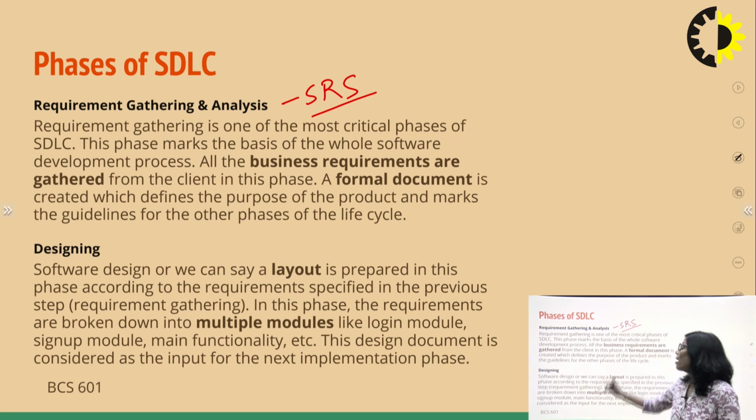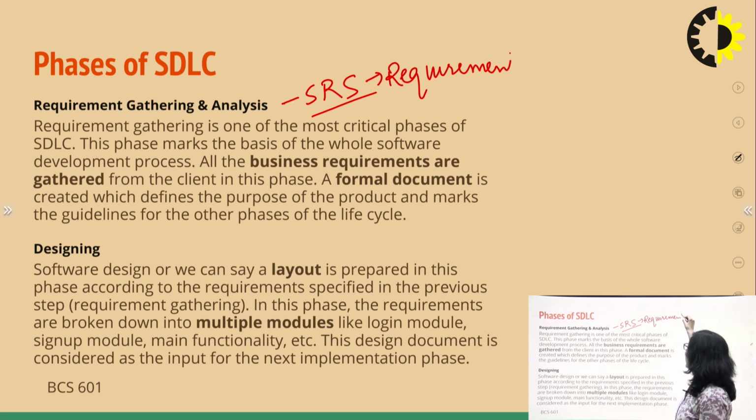Now, once we have the requirements, we need to convert these requirements into a format that can be coded, right? So that formatting is your design. Here we identify the modules that are going to be present, and then how these modules are interacting with each other. We are designing all the workflows. So here we are breaking the requirements into multiple modules. So that is your designing phase.